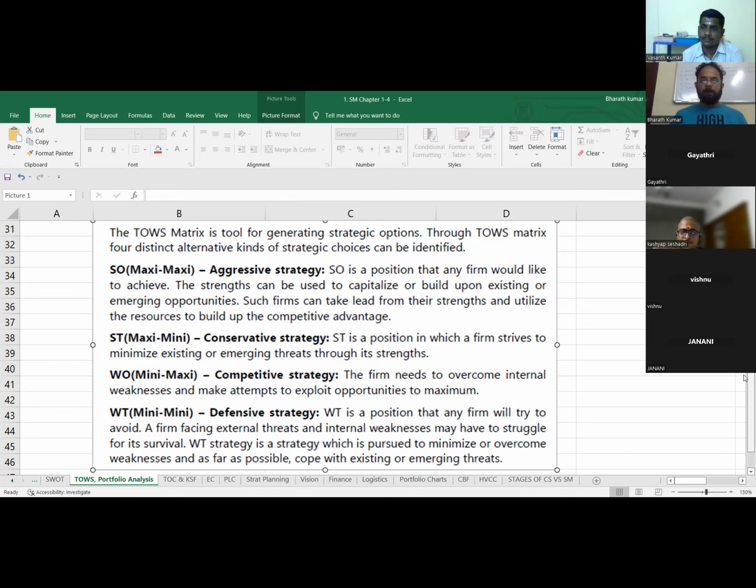What is the third one? Mini-maxi. You know you are weak in something, but you have got an opportunity to attend a class like this. Will you not try to use a competitive strategy? Because other people have not attended, you guys will attend and show. You will make your weakness into strength, because the opportunity is there to attend the class. So you are coming and attending.